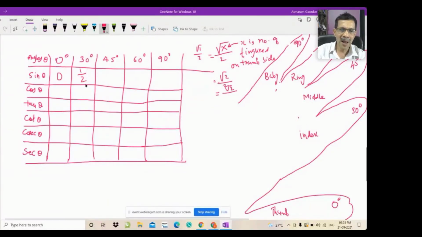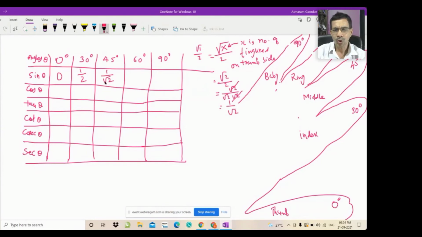Let me write it properly, otherwise you may develop some confusion. So root 2 divided by 2. Again, root 2 as it is in the numerator, and in the denominator it is root 2 multiplied by root 2, and root 2 multiplied by root 2 becomes 2. So here one root 2 and one root 2 get cancelled, and this is 1 upon root 2. So sine of 45 is 1 upon root 2.